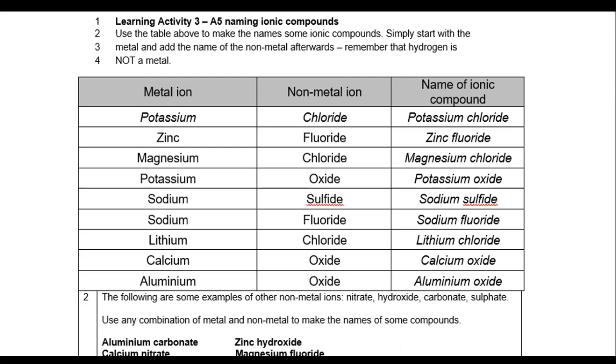So I've got aluminium carbonate, zinc hydroxide, calcium nitrate and magnesium fluoride, but I'm sure that there are many other great examples of compounds. Again, as long as you put the metal before the non-metal, then that is the correct way to name the compound, the ionic compound.